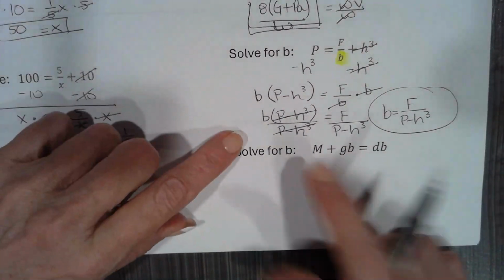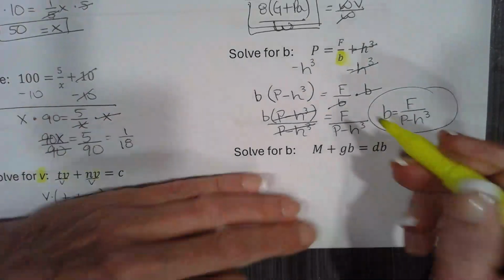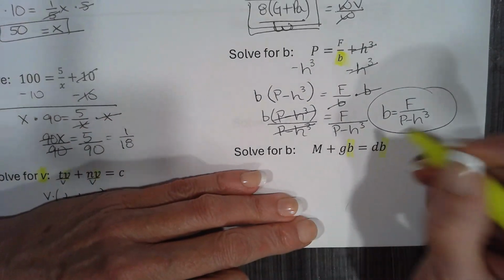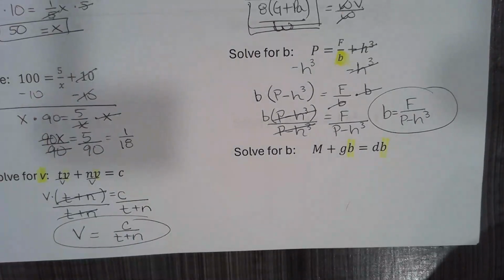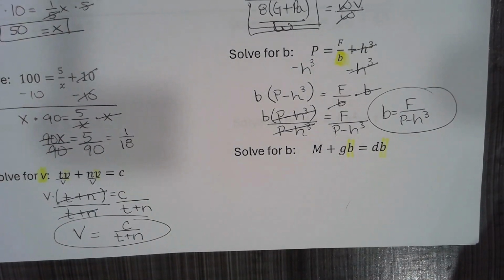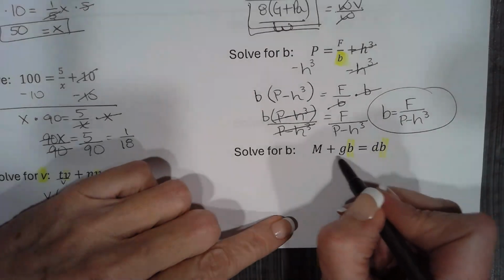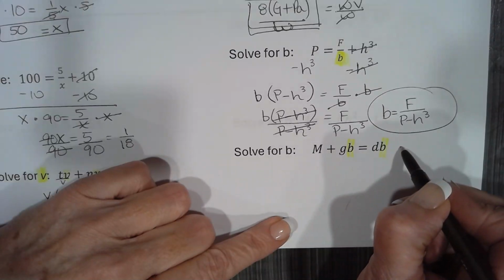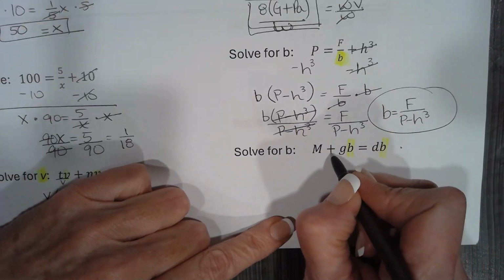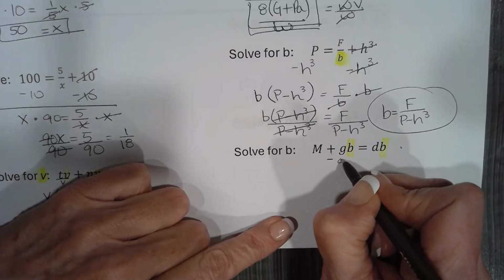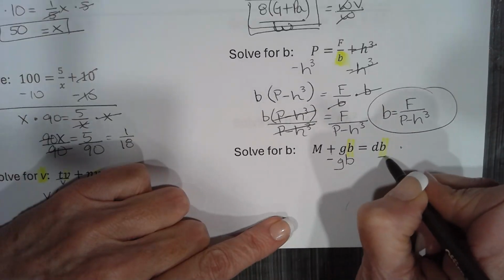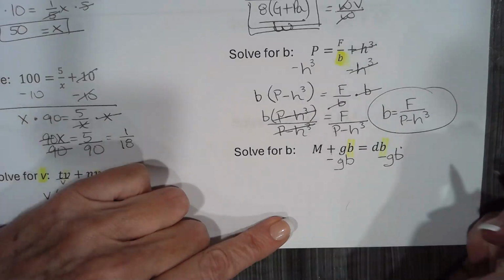Here, I'm solving for b. First thing we need to notice is that not only do I have two b's, they're on opposite sides of the equal sign. So what I'm going to do to help myself out is move this entire term over to get my b's together. Well, this entire term is added, so I am going to subtract gb from both sides.